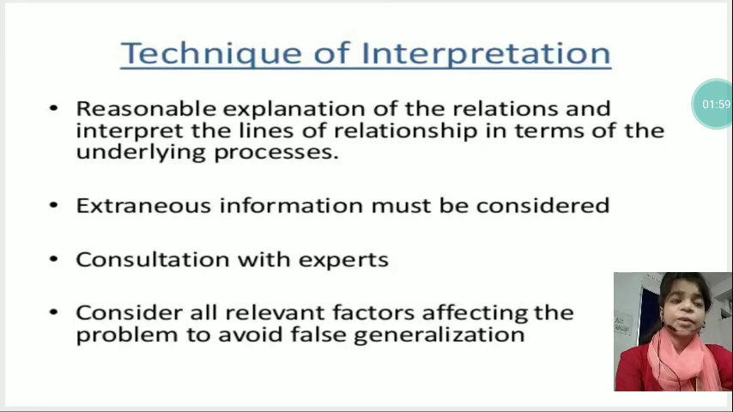Then, the technique of interpretation: how to do interpretation. Give a reasonable explanation of the relations and interpret the lines of relationships in terms of the underlying process. So whatever data is provided, we have to make the relationship clear. We have to relate all the terms and then conclude. Then extraneous information must be considered. If there is any extra information, that also should be noted down.